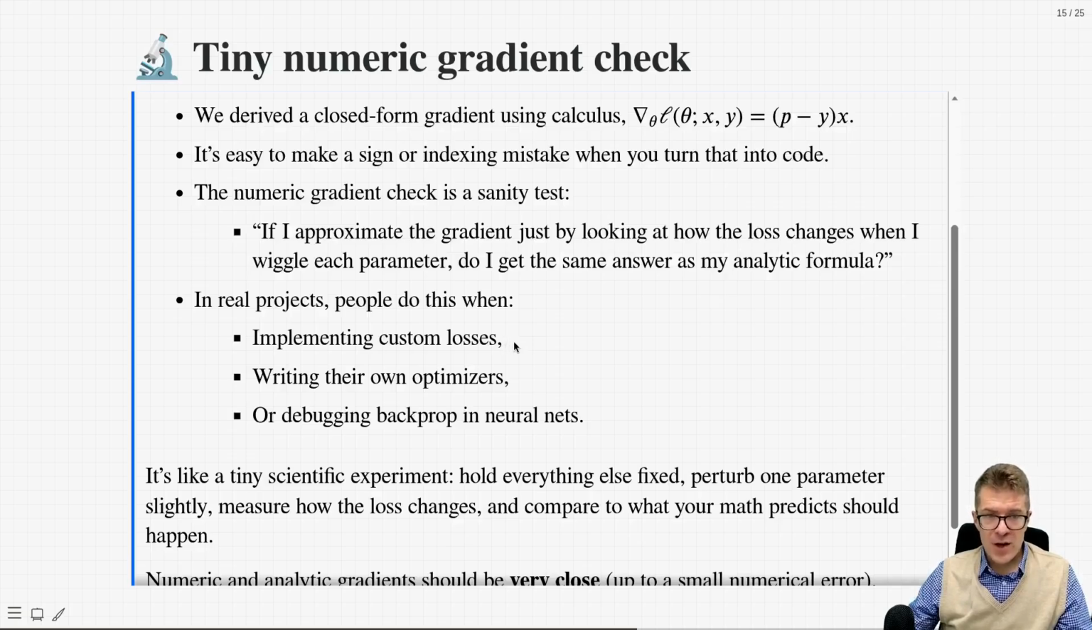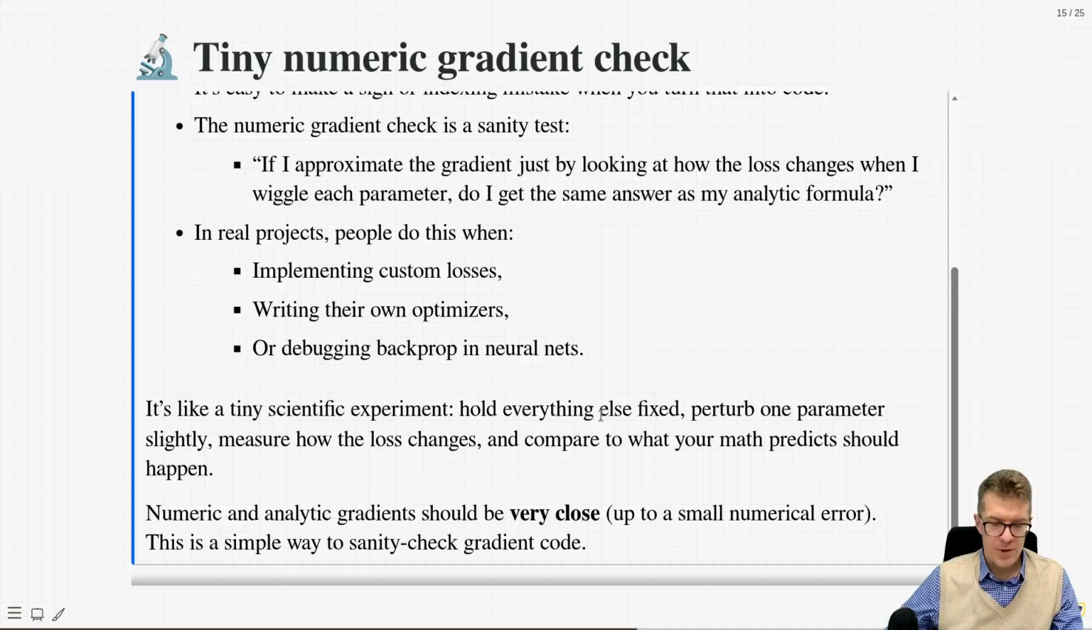This is especially true when you're trying to implement your own custom losses. Here I'm giving you the loss function we're using, but maybe you came up with a brilliant new loss function that you want to test out. Maybe you're using your own optimizer. Right now we're just doing simple gradient descent, going down the empirical risk surface to find its minimum, but maybe you have a different approach in which the gradient is used differently. And also just for basic debugging, it's good to have two views on the same process. This is a tiny scientific experiment. We're keeping everything else fixed and perturbing one little parameter slightly, which is theta in this case.